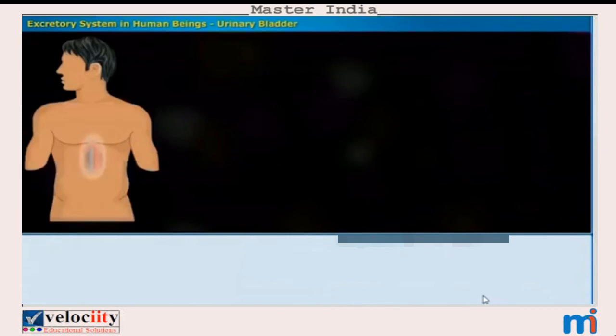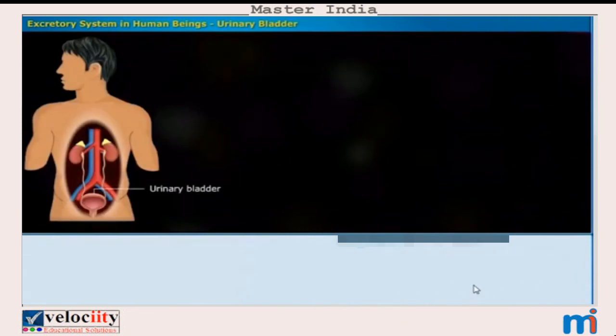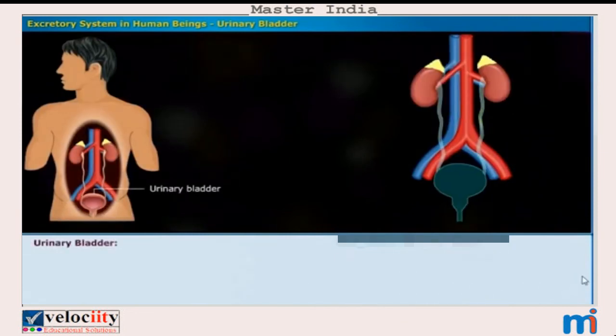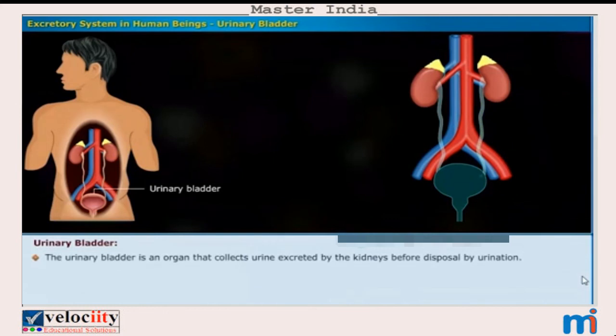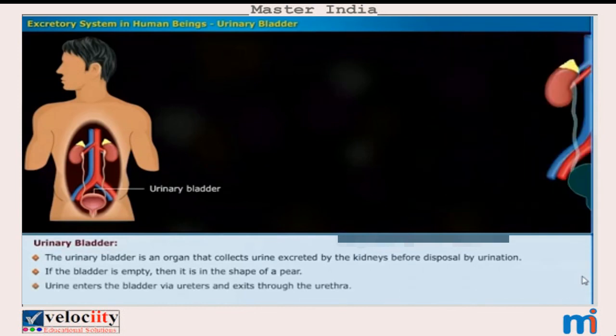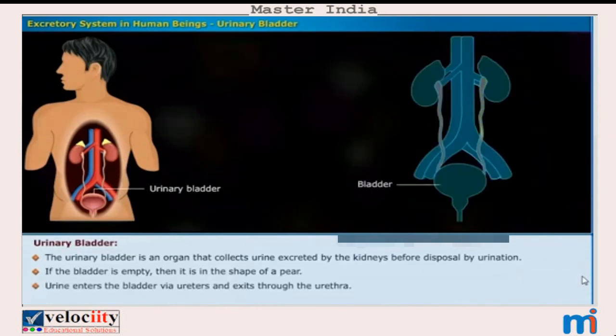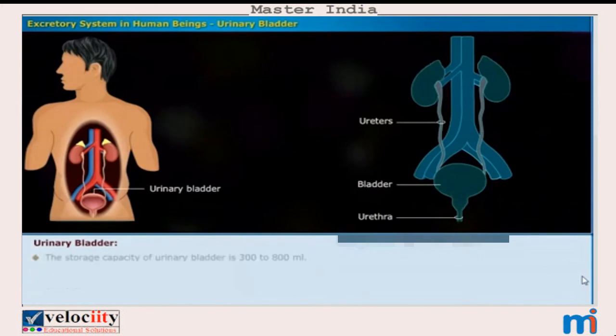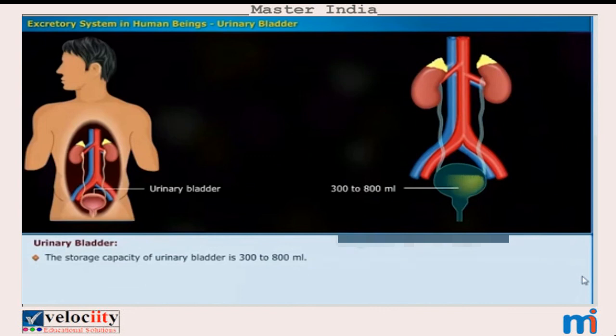Let us learn about the functioning of the urinary bladder in detail. Urinary bladder. The urinary bladder is an organ that collects urine excreted by the kidneys before disposal by urination. If the bladder is empty, it is in the shape of a pear. Urine enters the bladder via ureters and exits through the urethra. The storage capacity of the urinary bladder is 300 to 800 ml.